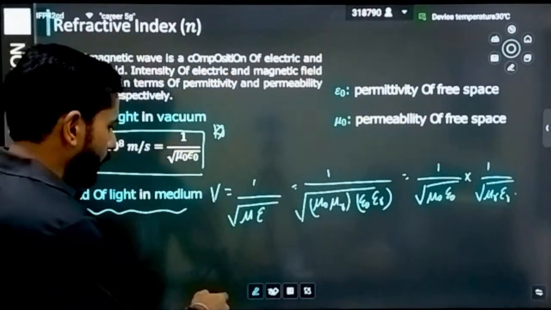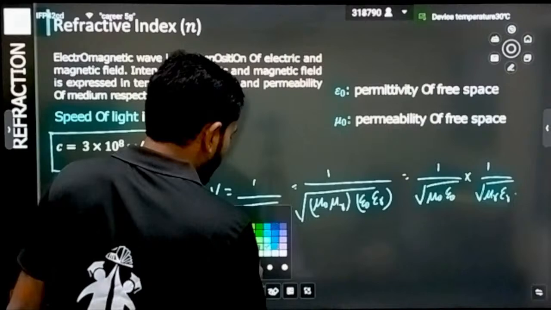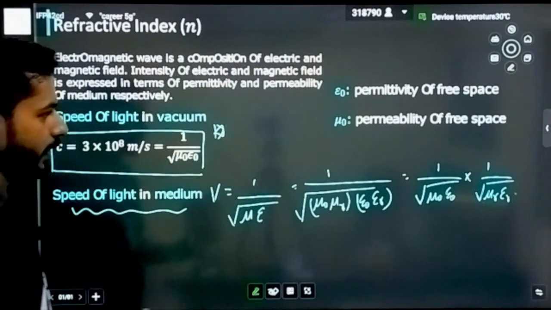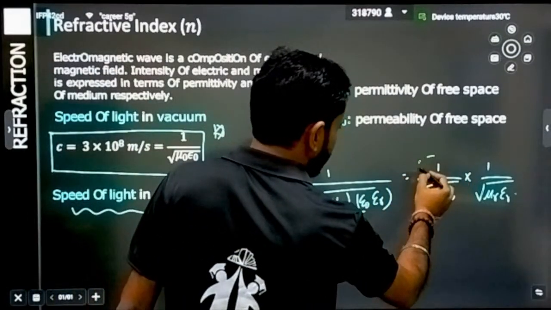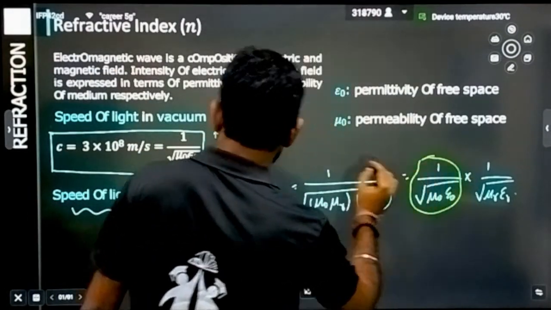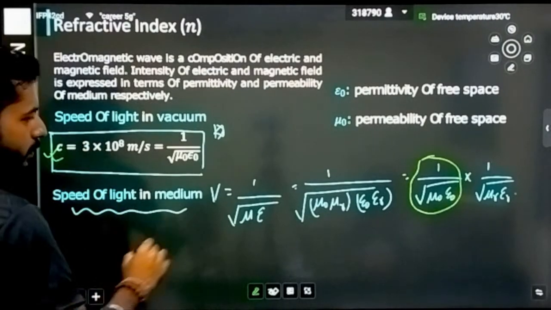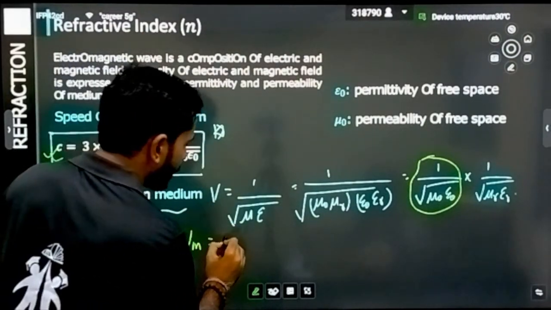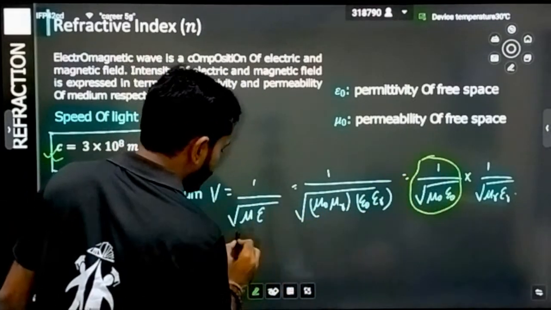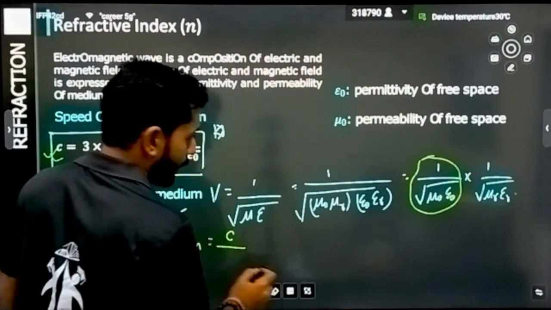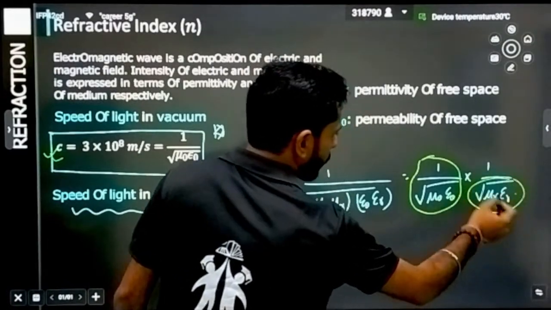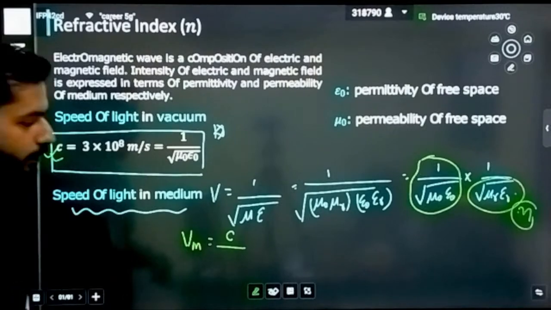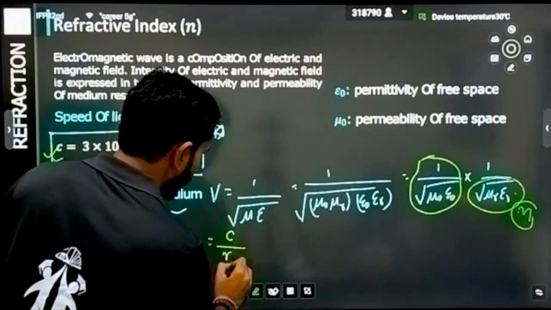Now see, this multiplication of mu r into epsilon r under the root is defined as the refractive index. Now tell me about the first part: this complete term, I have already told you, is equal to C. So what will we say? Velocity in a medium is equal to C divided by this term, which is defined as the refractive index. So here you will write N.